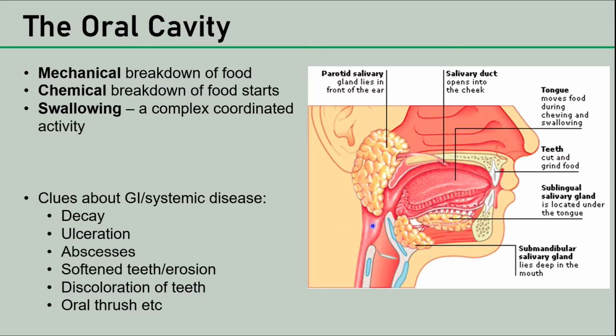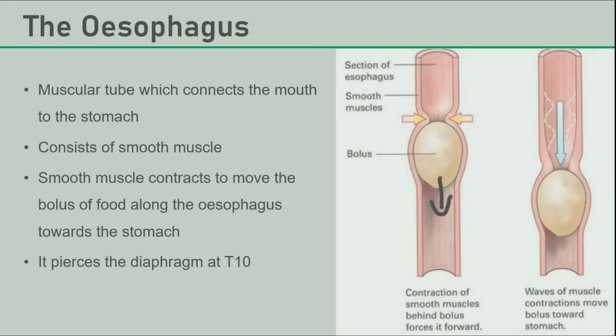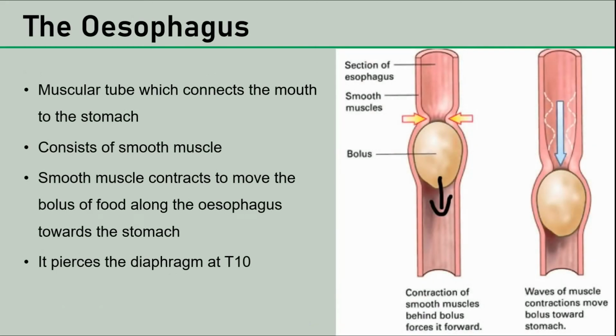So after the food has exited the pharynx and moved into the esophagus, we can have a look at the esophagus and how it works. So the esophagus is a muscular tube which connects the mouth to the stomach. It is present in the thorax and travels down the back of the trachea and behind the heart. So this muscular tube consists of smooth muscle. So this is muscle that we do not have conscious control of. So it is innervated by our autonomic nervous system.